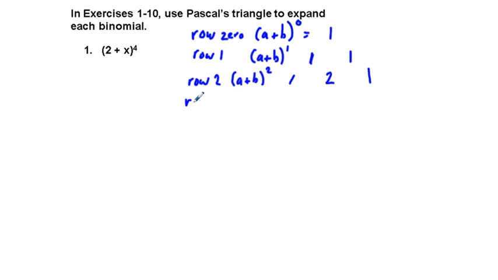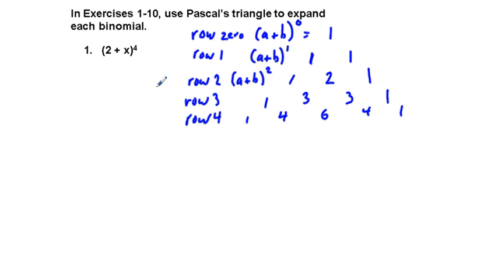And then row 3 is going to be 1, and then 1 plus 2 is 3, 2 plus 1 is 3, and then 1 on the edge. Row 4 is going to be 1 on the edge, then 1 plus 3 is 4, 3 plus 3 is 6, 3 plus 1 is 4, and on the edge 1.